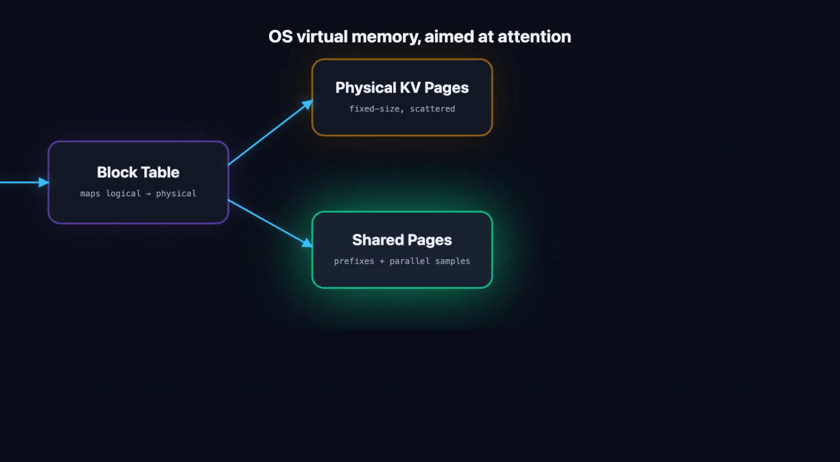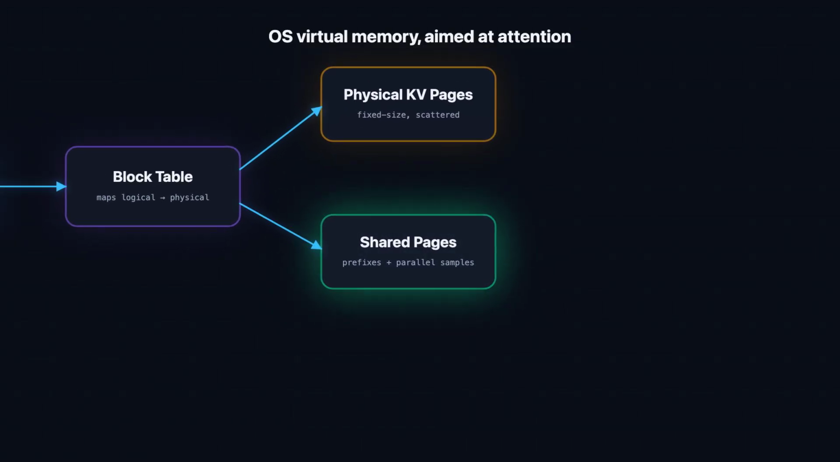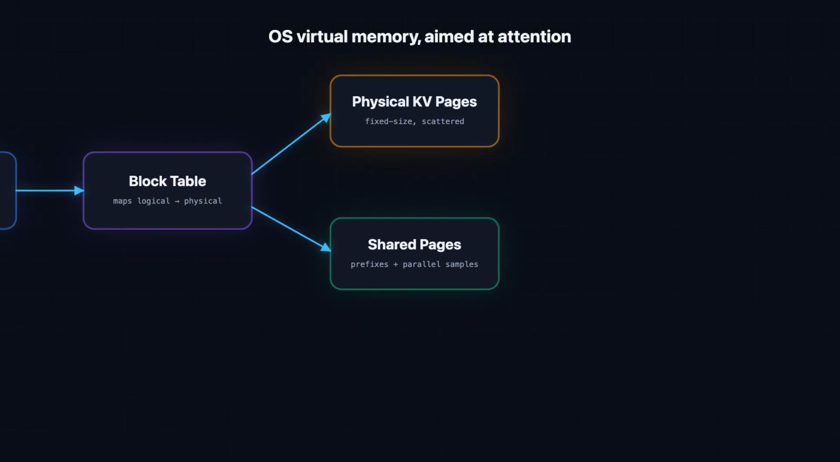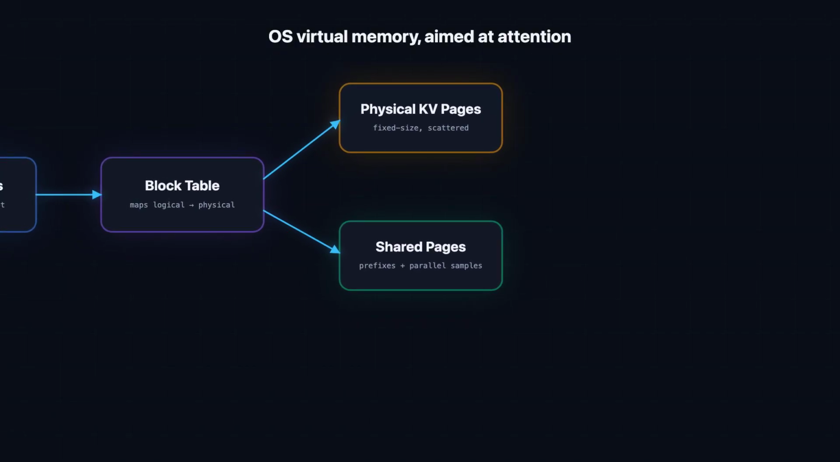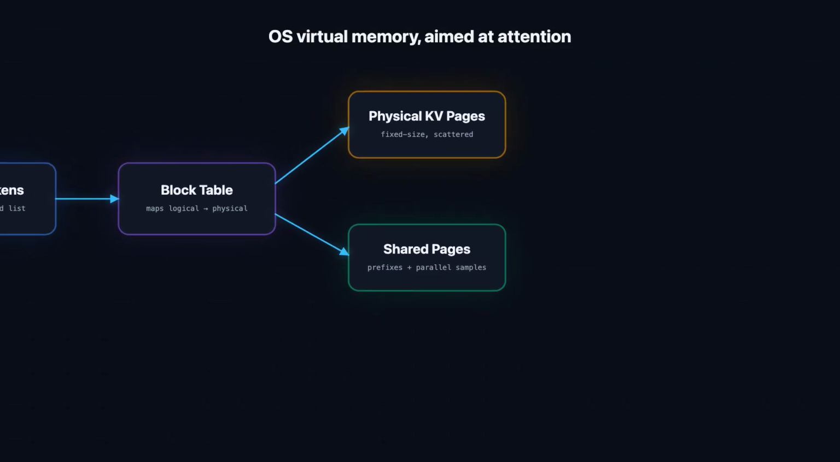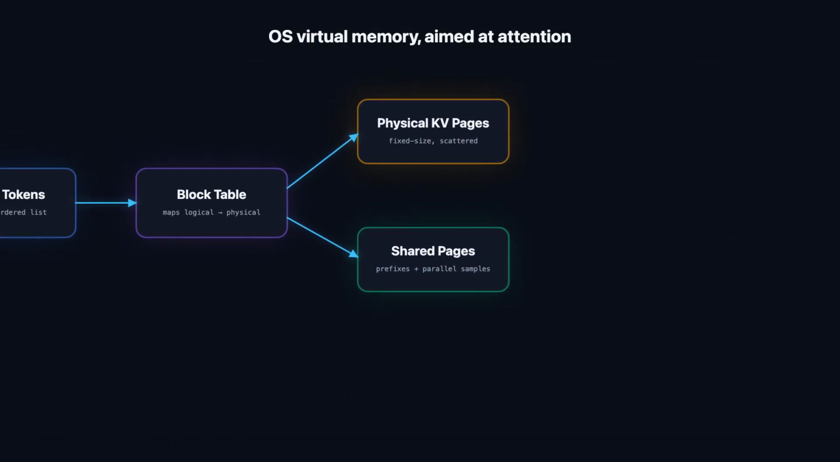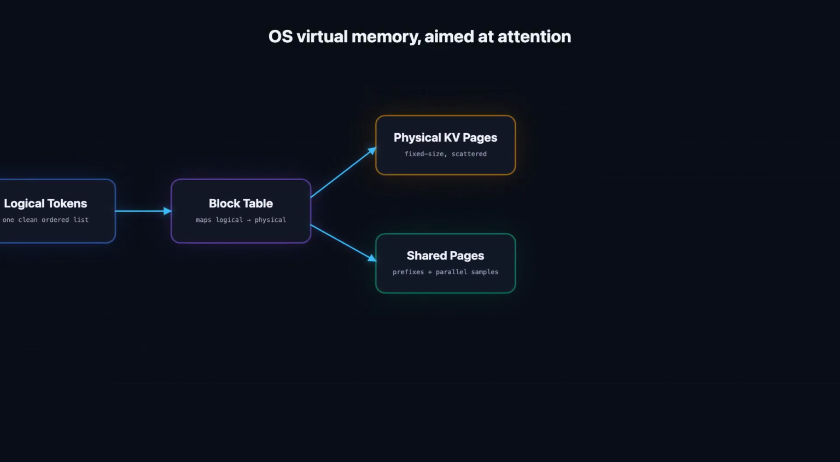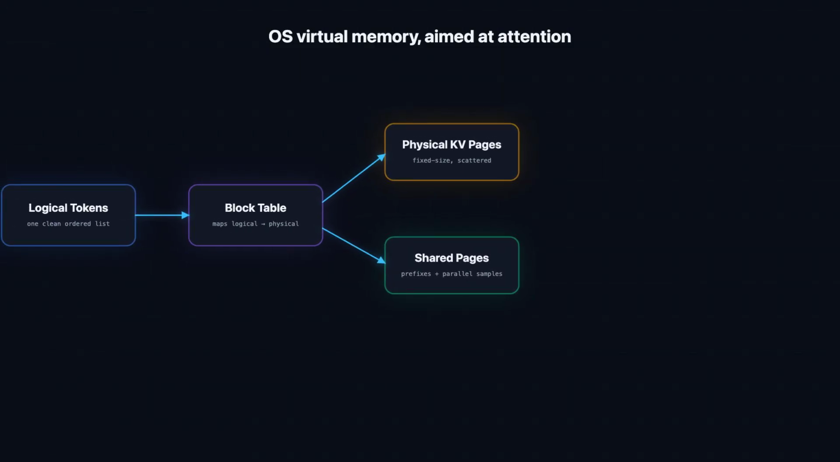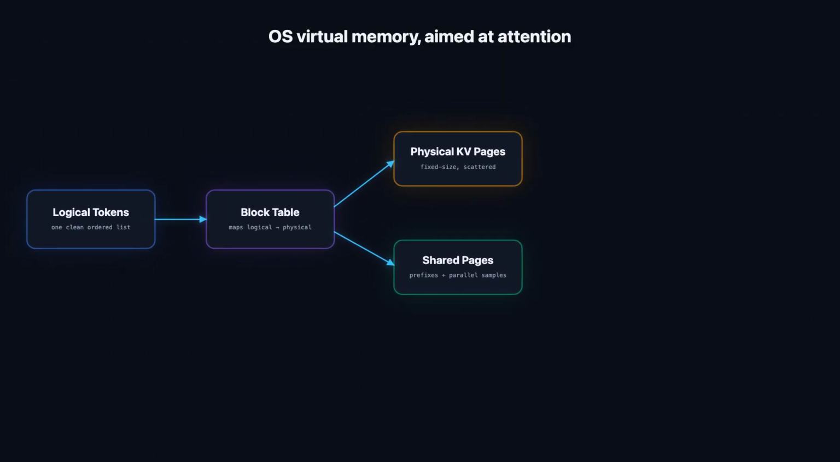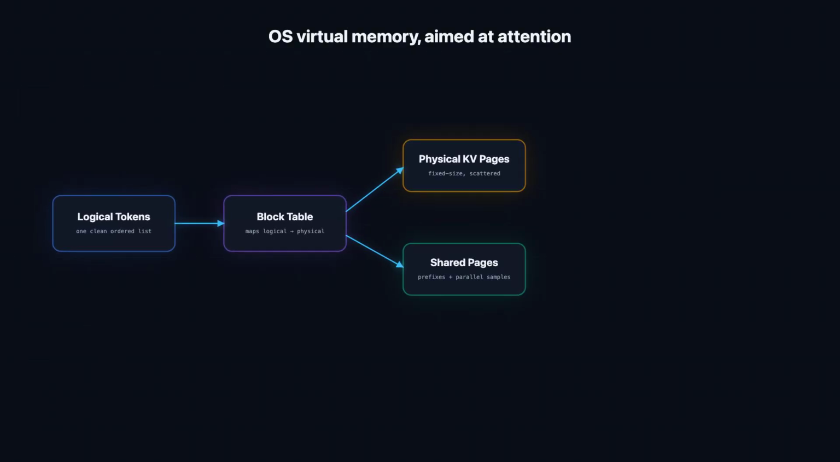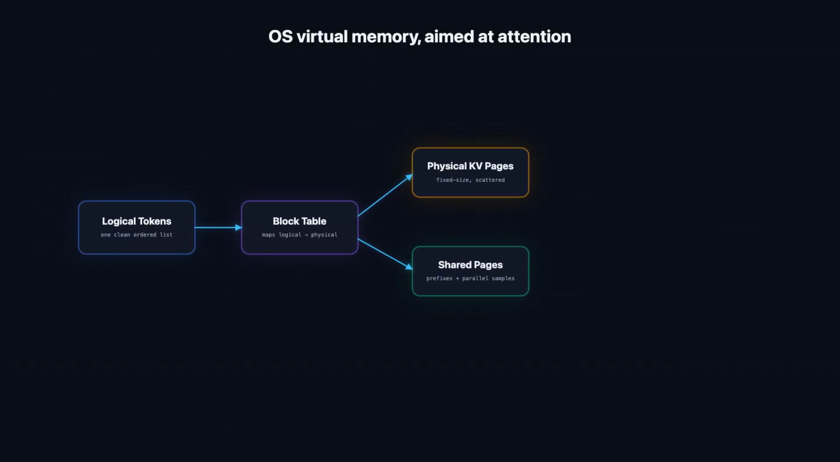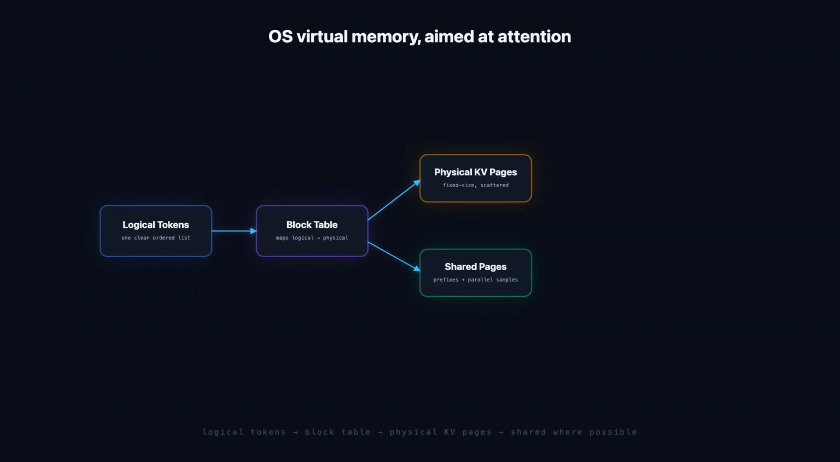Here is the bonus. Because pages are addressed through a table, several sequences can point at the same page. A shared prompt prefix, or many parallel samples of one query, reuse identical pages instead of copying them. That is memory saved, wasted duplication gone, and throughput climbing, all from one layer of indirection.